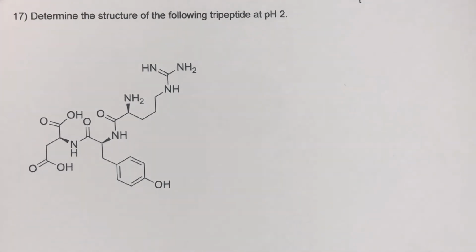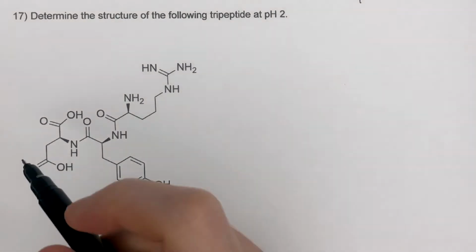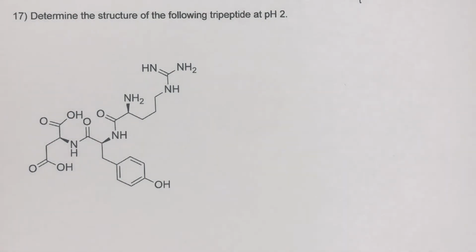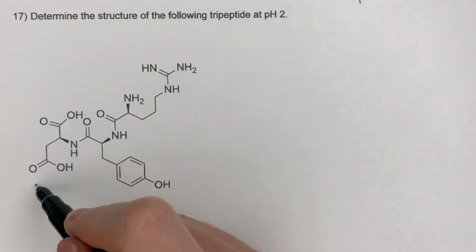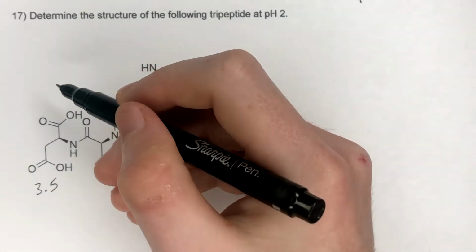Moving on here, so now we are asked to determine the structure of the following tripeptide. So this is the same question essentially, it's just that you have multiple side chains to consider. So what you usually do in a question like this is use the pK values that are provided for the free amino acid. So we know the side chain of aspartic acid, which is here, is 3.5. We know that this carboxy group is about 2.